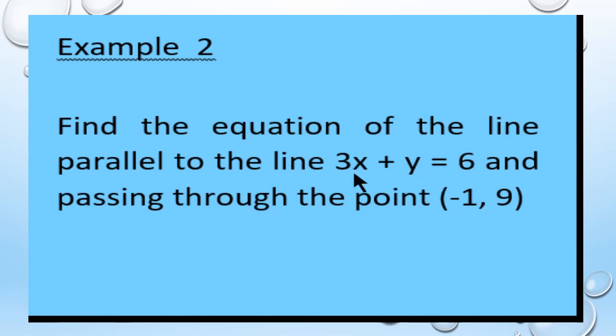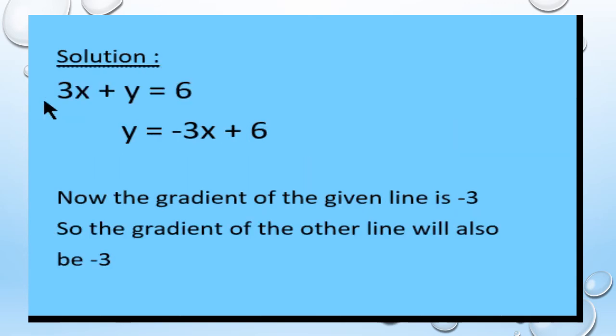So the first thing that we'll do is try to find the gradient from this equation by first making y the subject of the formula. Our equation given is 3x plus y is equal to 6. So the first thing we'll do is make y the subject by moving this 3x term to the right side, and so we get negative 3x plus 6. So in this linear equation, we can see that negative 3, which is the coefficient of x, is the gradient. And as we learned from example 1, parallel lines have the same gradient. So the gradient of our parallel line will also be negative 3.